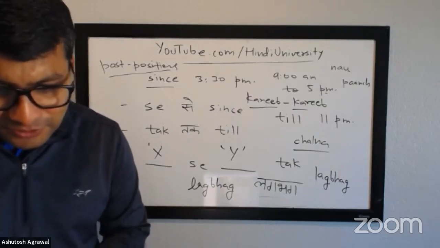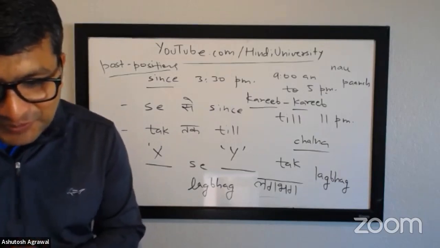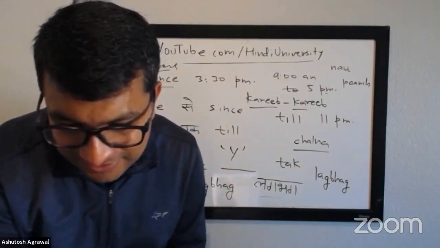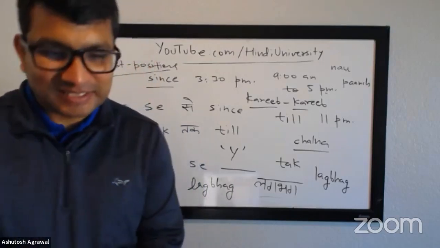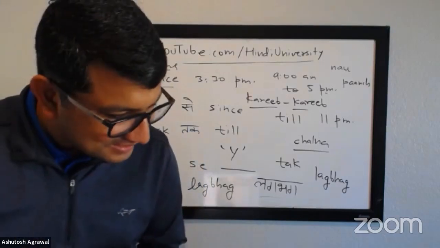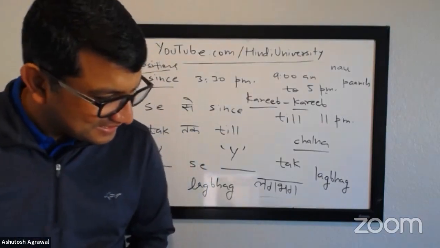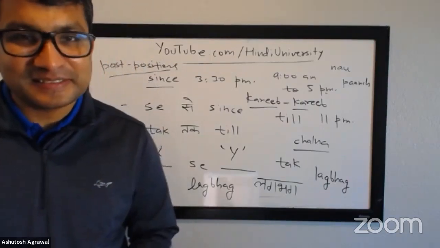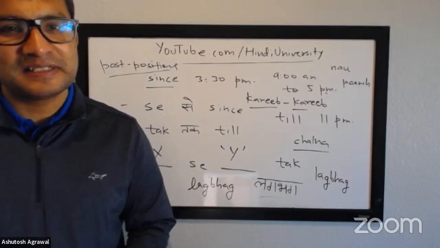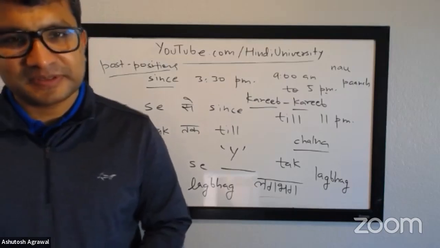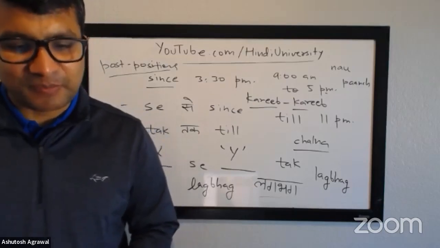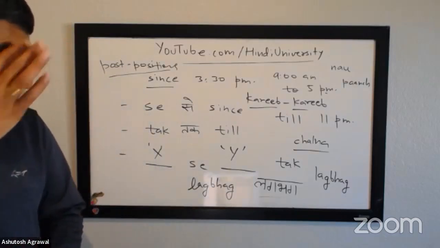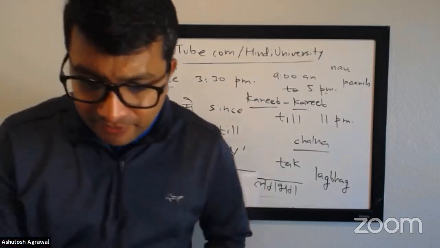Who hasn't had a chance to try it out? I don't want to put anyone on the spot again. Ashji. Yes, please. So Rose: main saare 8 baje, subah saare 8 baje se dopahar ko dhai baje tak kaam par jaati hoon. Very good. Amazing.